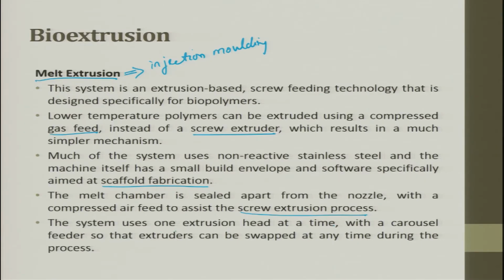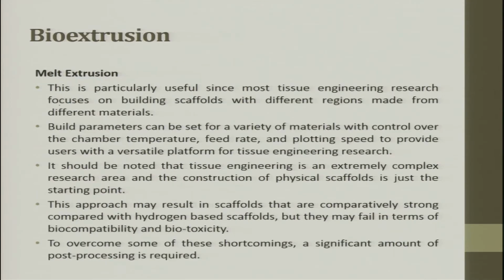So, that means you can have multiple extrusions. Multiple extrusions means you can have multiple materials coming out from different nozzles. Depending upon your requirement, depending upon your color, you can blend it. With a carousel feeder, the extruder can be swapped at any time during the process. This is particularly useful since most tissue engineering research focuses on building scaffolds with different regions made from different materials.